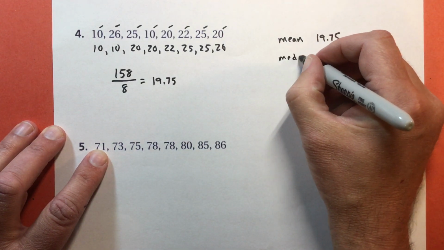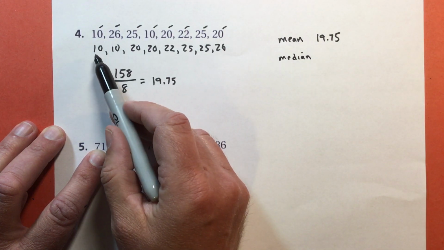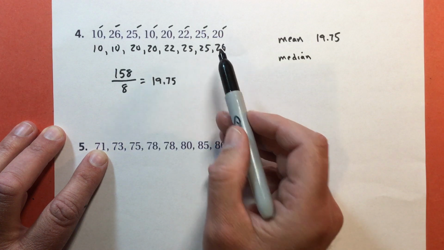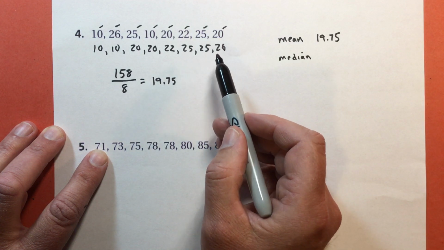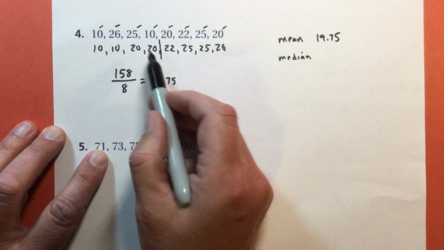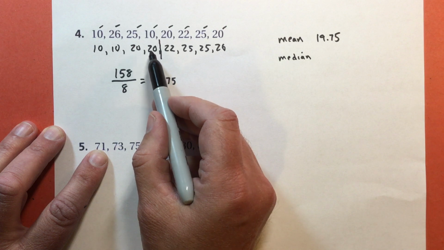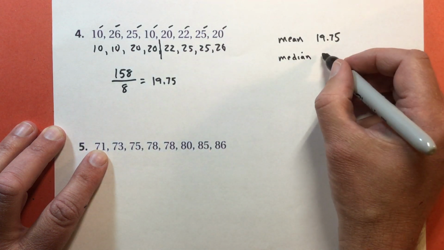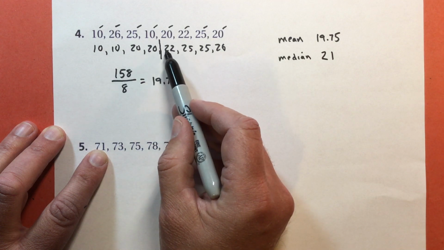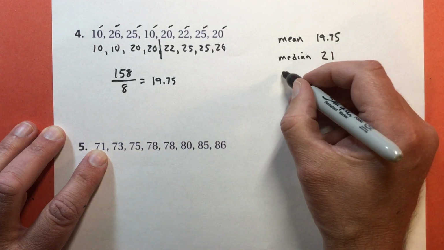The median, I counted 8 numbers. So I think first position, 8th position, 1 plus 8 is 9. And half of 9 is 4.5. So my median is going to split the 4th number and the 5th number. What number is exactly halfway between 20 and 22? It's going to be 21. Or you can add 20 plus 22 is 42. 42 divided by 2 is still 21.